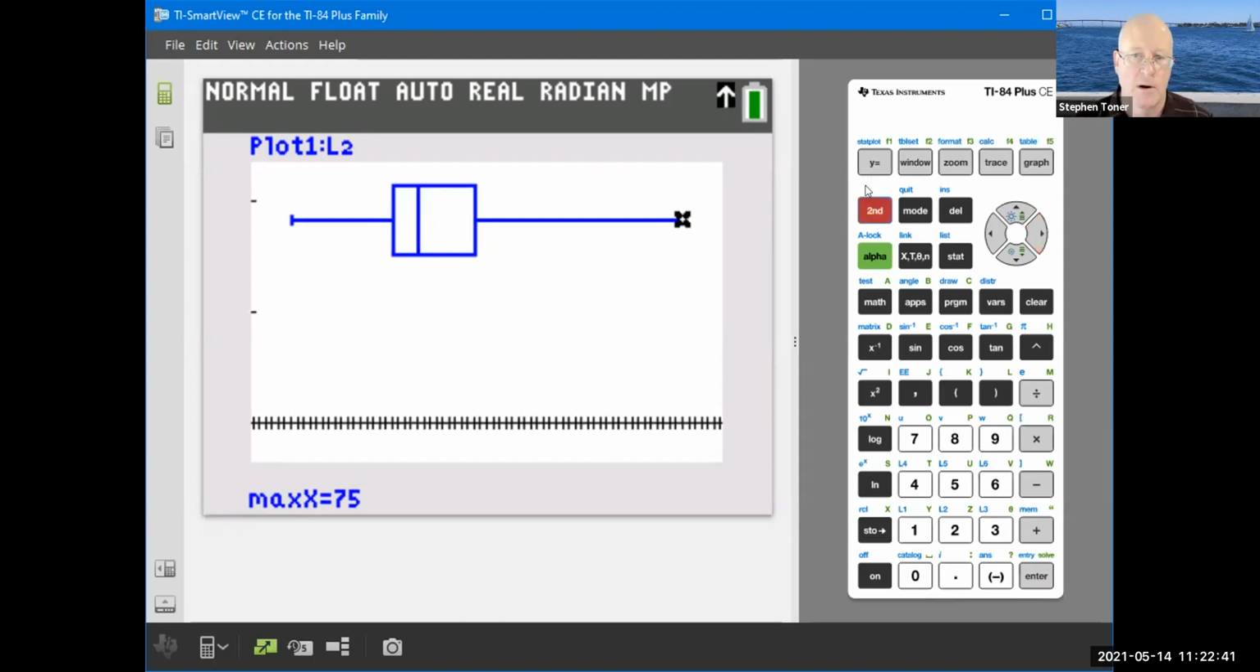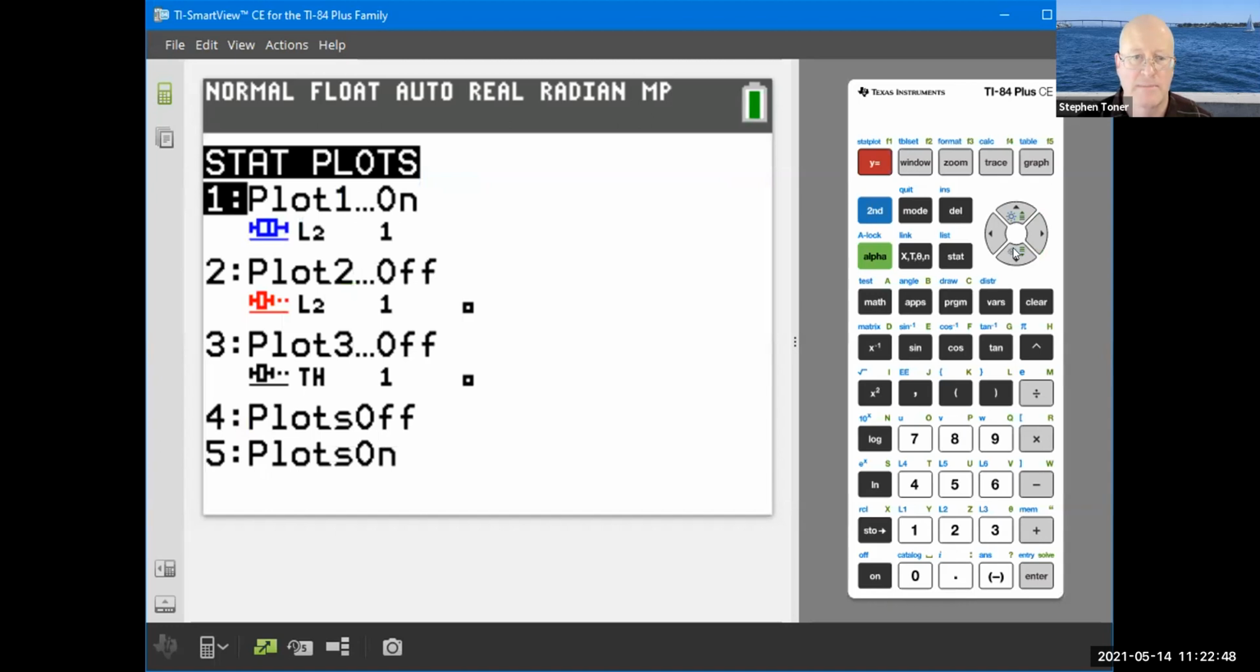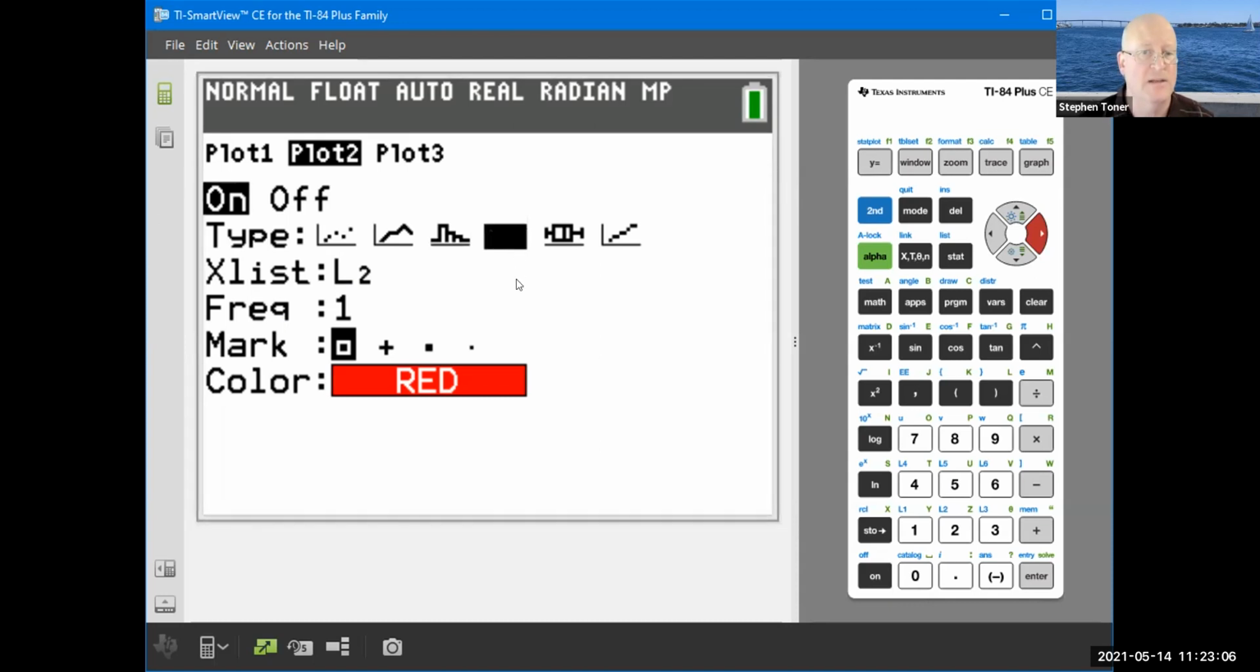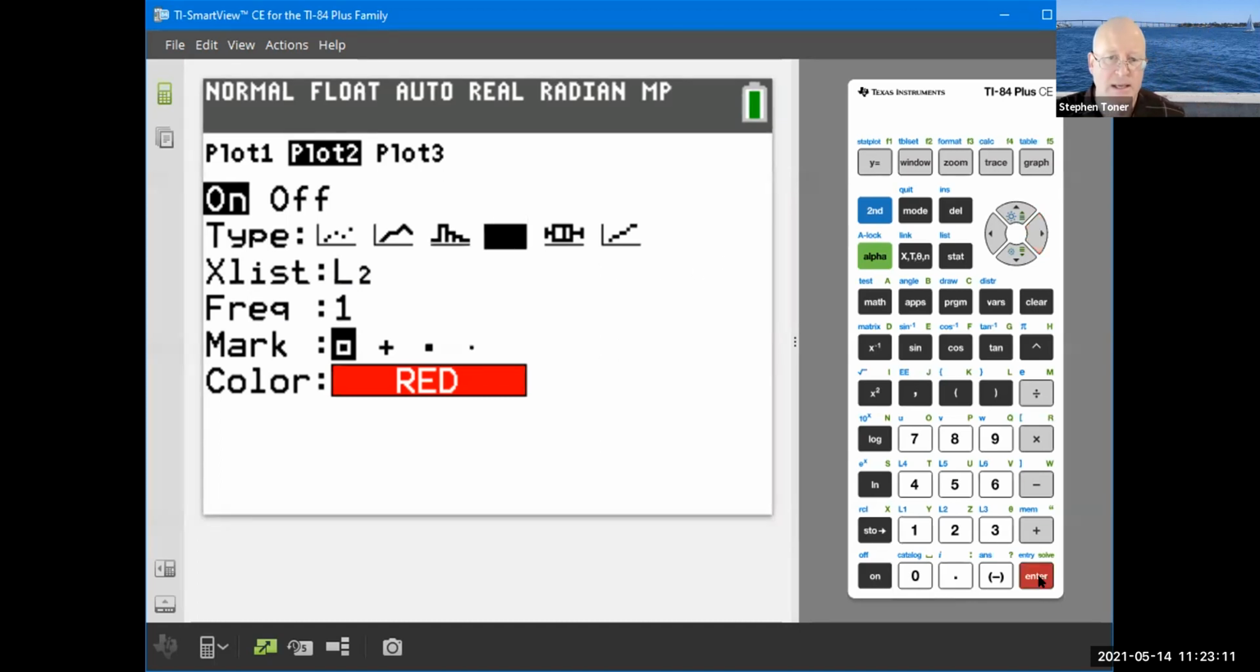Now let's go into our box plots again by hitting second followed by your stat plot. And I'm going to go into my second one here. And this one is now going to be turned on. And let's go down to the next row, and the 4th item on that row, the one that looks like a box plot but has a couple little dots on the right, that is known as the modified box plot. And what it will do is, if there is an outlier in the data set, it will identify that for us.